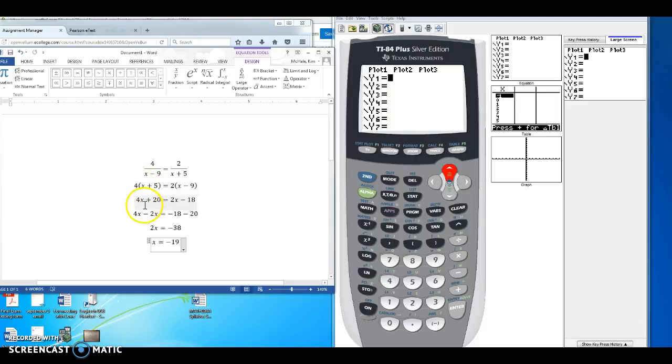So 4 times x gives me my 4x. 4 times 5 gives me my 20. 2 times x gives me my 2x, and 2 times 9 gives me negative 18.